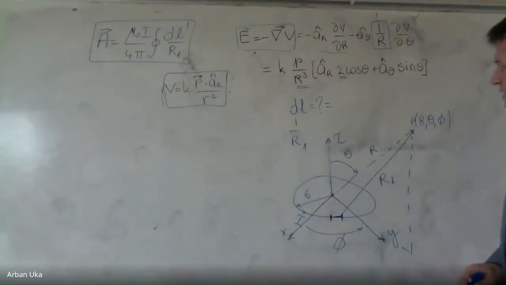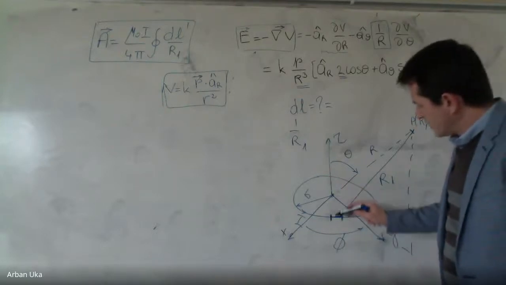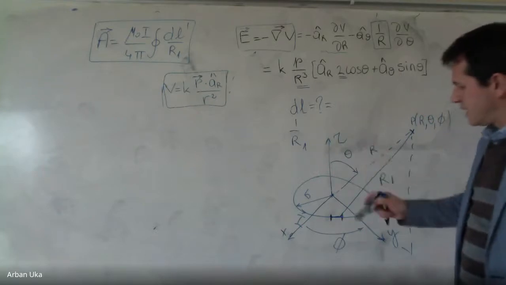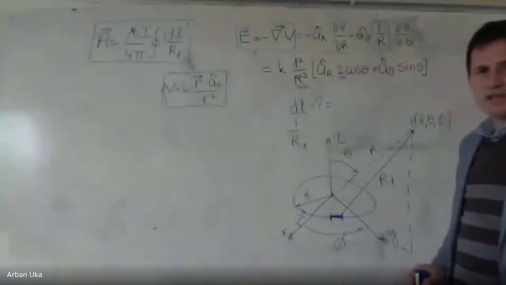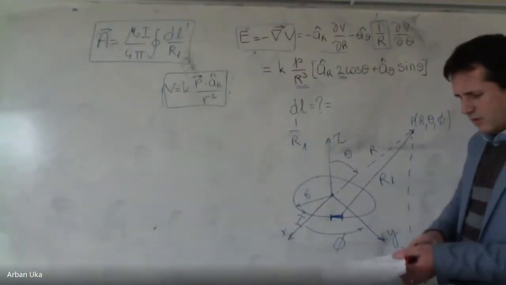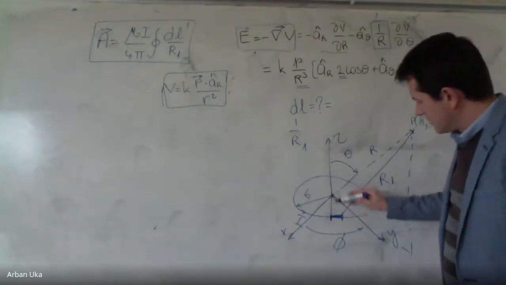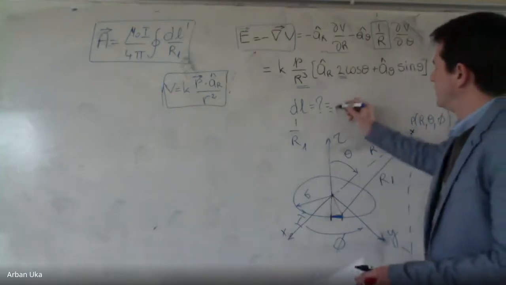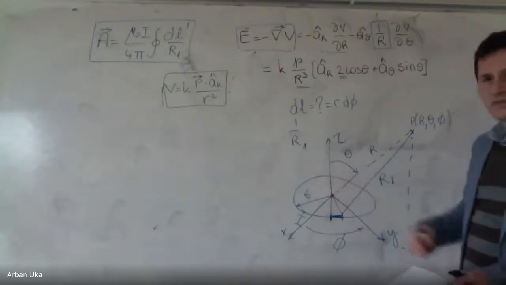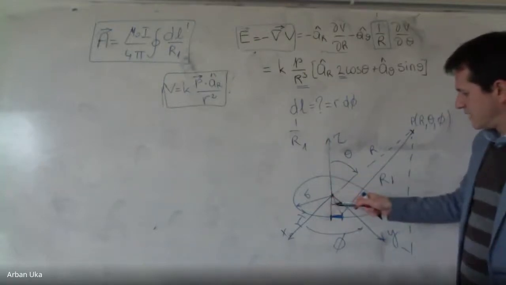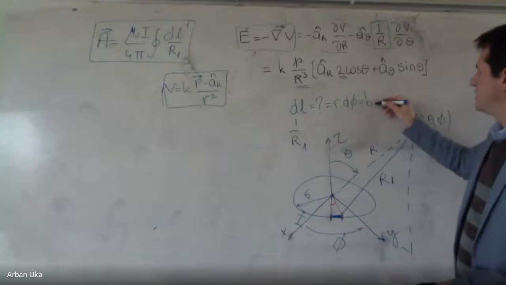Now, dl in this coordinate system is defined as the length of this arc. Since this is an arc, what is the length of this one? Since this is an infinitesimally long element, we can write this as R d phi, where phi is the angle in the xy plane. So this is the angle phi, and since this R is b, a constant, this is going to be b d phi.